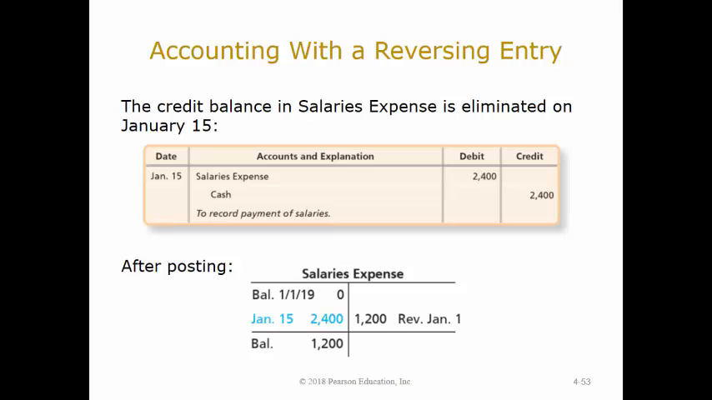The payment of salaries covered 2 periods, $1,200 related to 2018 and $1,200 related to 2019. The salaries expense account should only contain the amount that relates to 2019. This is the conclusion of the presentation for Chapter 4.